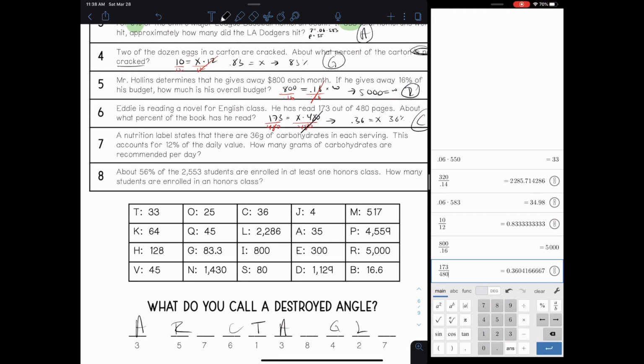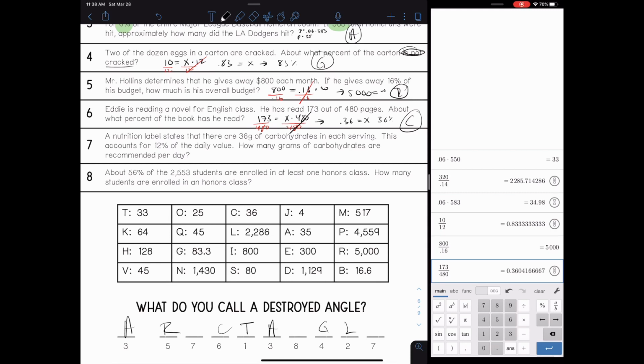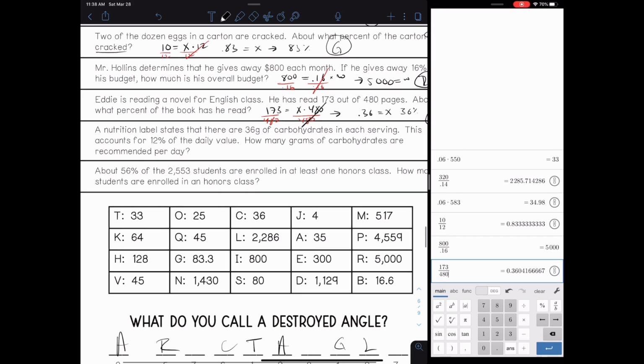All right. Number 7. A nutrition label states that there are 36 grams of carbohydrates in each serving. This accounts for 12% of the daily value. How many grams of carbohydrates are recommended per day? Part equals percent times whole. Well, for sure we have the percent, but 12% is 0.12. So we have to figure out if 36 is the whole or the part.